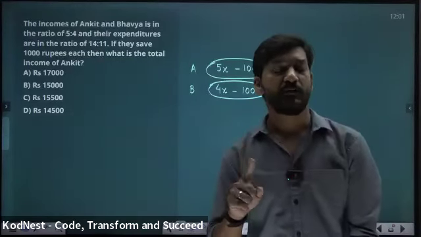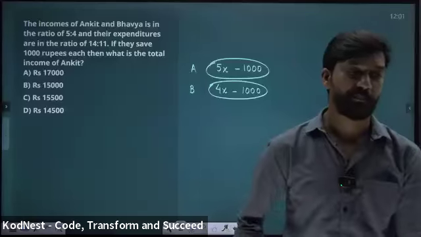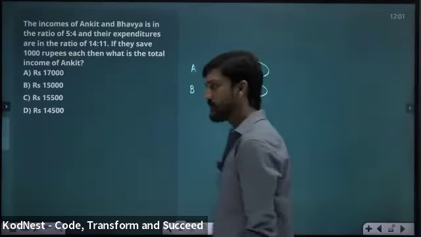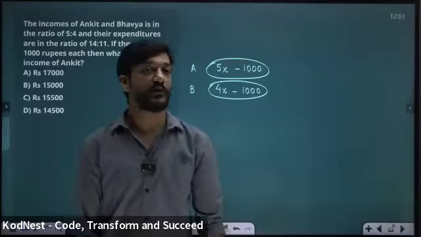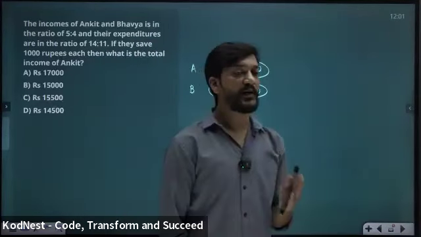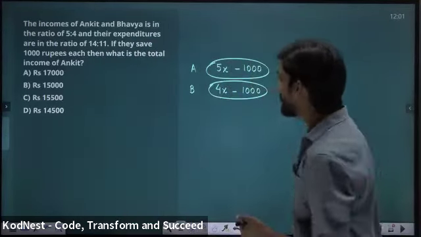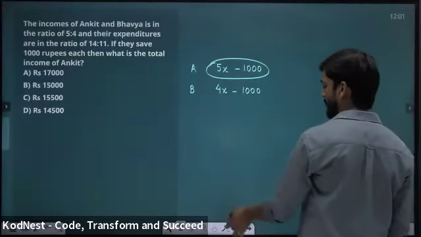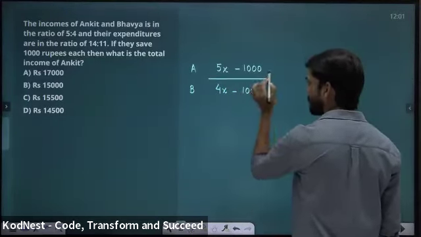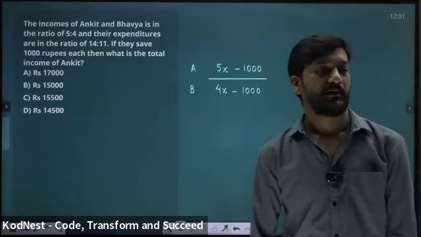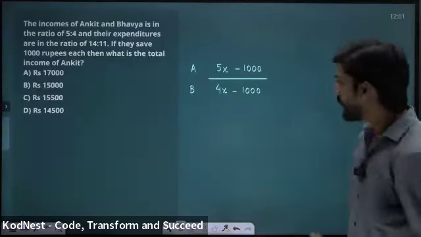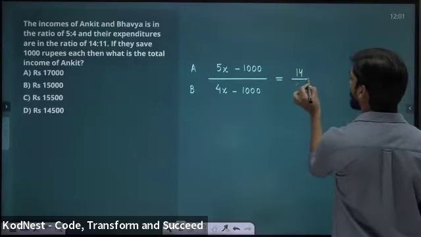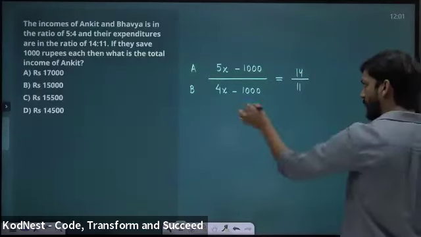Saving is 1000. If I subtract saving, income minus savings, what will I get? Expenditure. What is the expenditure ratio? 14:11. How do you write a ratio in terms of a fraction? The same way, 14:11. Solve it.